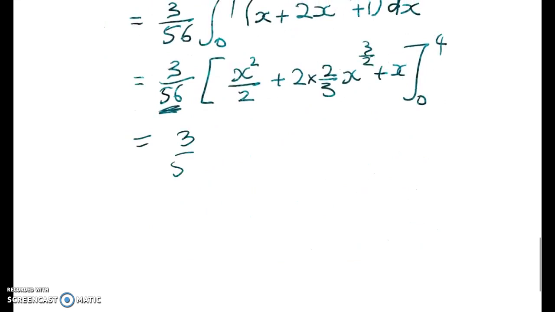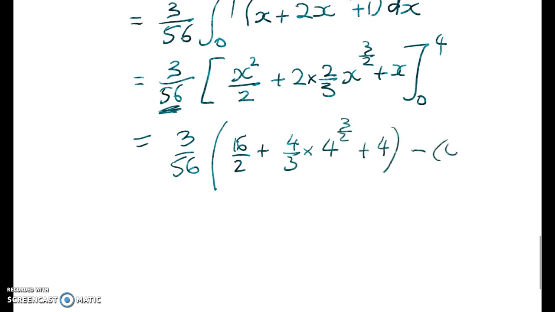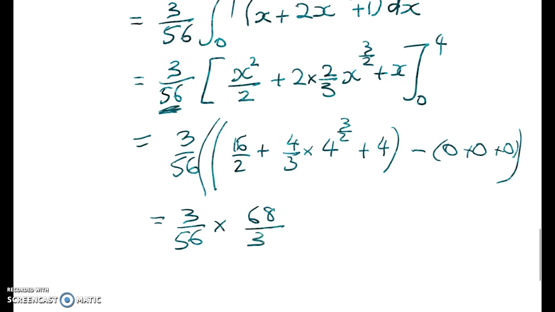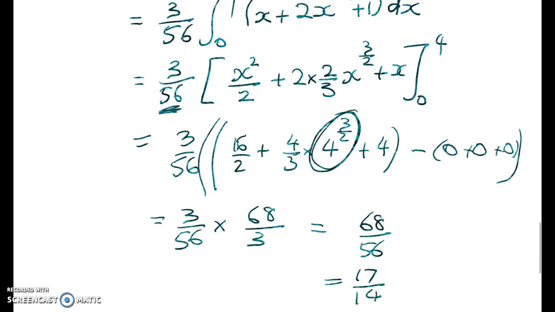So I get 3/56 times 4 squared on 2, so 16 on 2 here, plus 4/3 times 4 to the 3/2, plus 4, minus 0 plus 0 plus 0. So 3 over 56 times, I'll let you do all of that, because if you're watching this, I'm sure you can add fractions and hopefully do this in your head. That gives me 68 over 56, or 17 over 14, giving me a decimal approximation of 1.214.